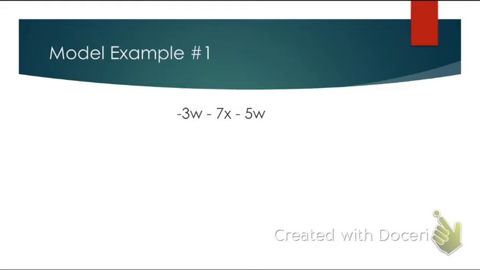We have negative 3w minus 7x minus 5w. And so what kids will do here is they will identify the terms that go together, that can be combined together, and they can be combined together because they have the same variables. So negative 3w and negative 5w can be combined, and then negative 7x is going to be separate.